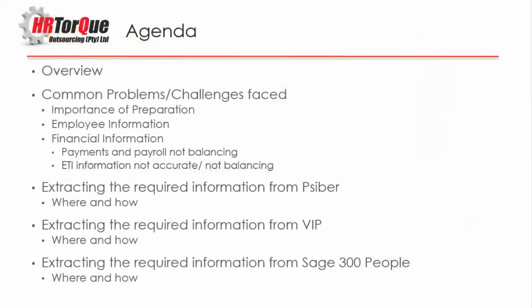So as I said, we'll be having a look at an overview, just a quick look at who's got to submit and all those sorts of fun things. And then we'll be moving through to the common problems and challenges that we're faced. And then we'll be looking at how we work in cyber and in the VIP, and then finally into the Sage 300 people area.